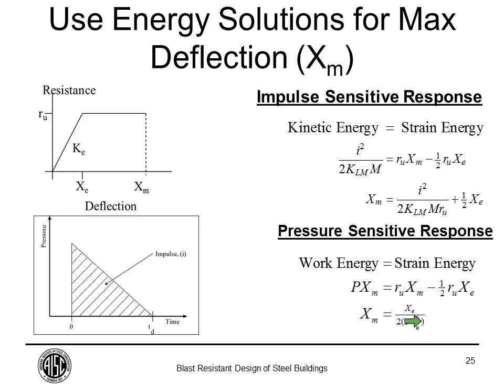So in the impulse sensitive region, you're going to be controlled by the impulse of the blast load. In the pressure sensitive region, you're going to be controlled by the peak pressure right here of the blast load. And we're going to see an example of that in a little bit.